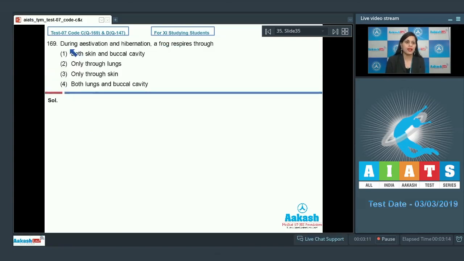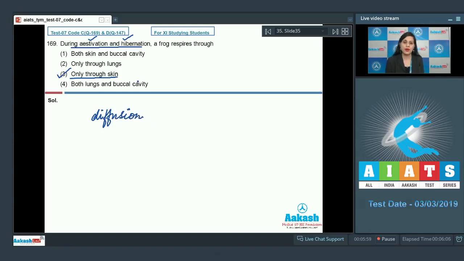Question number 169. During estivation and hibernation, a frog respires through. And the options are both skin and buccal cavity, only through lungs, only through skin, both lungs and buccal cavity. So the correct answer to this question is option number 3, only through skin. Because during estivation and hibernation, metabolic rate as well as the energy requirement of frog gets highly reduced. And it also tries to conserve as much energy as possible. So frog respires through skin during estivation and hibernation, where exchange of gases occurs through diffusion.